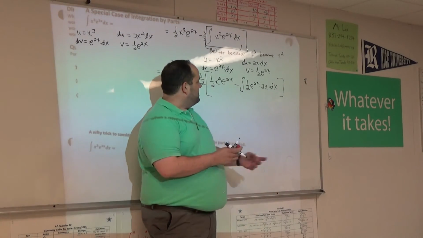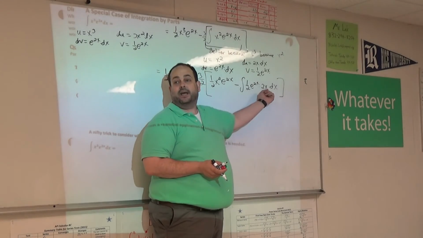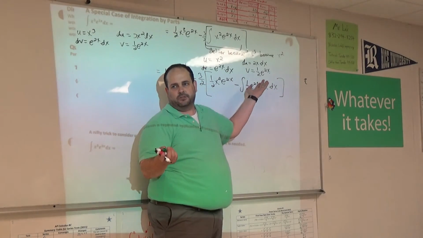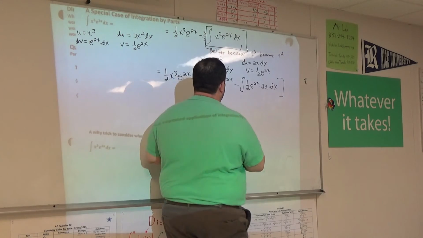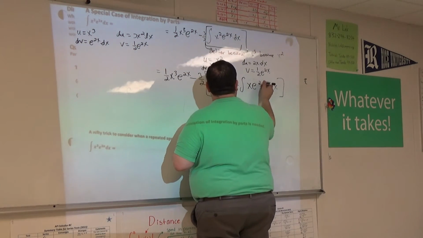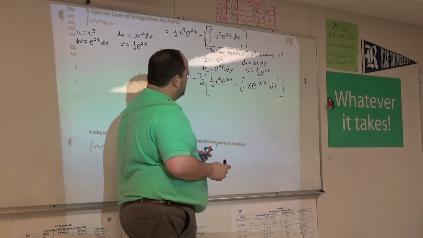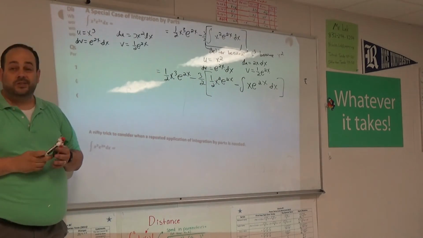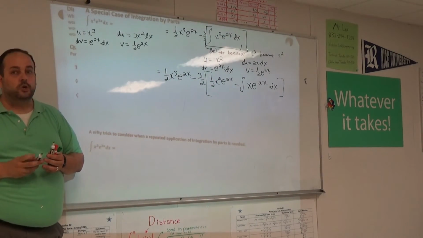If I want to clean it up a little bit, 1/2 e to the 2x times 2x, the half and the 2 are going to cancel each other out. So if you're okay, I'm just going to clean this up in one sweep and say this is x e to the 2x dx. Can we do it again? So guess what? Do it again.